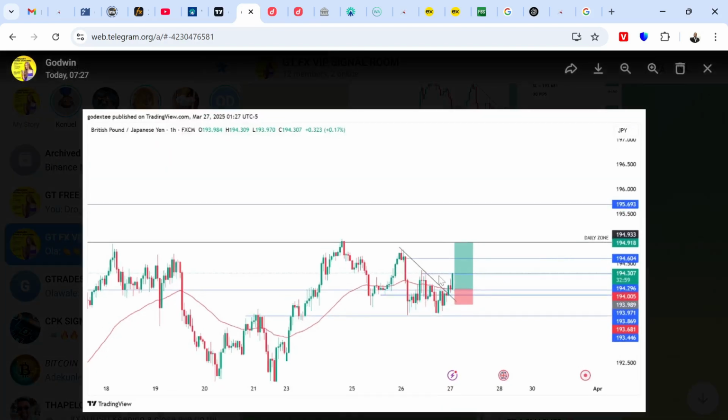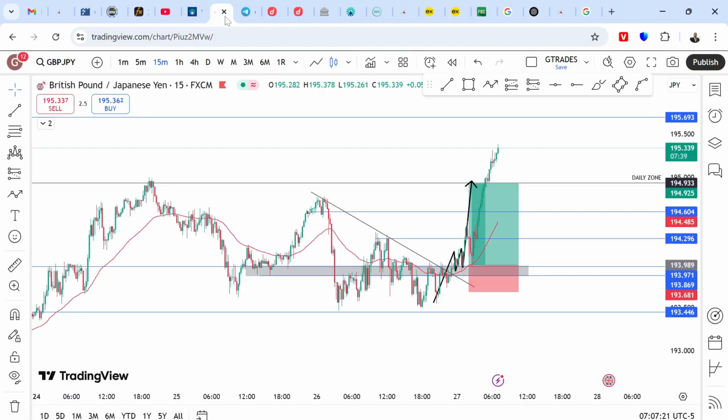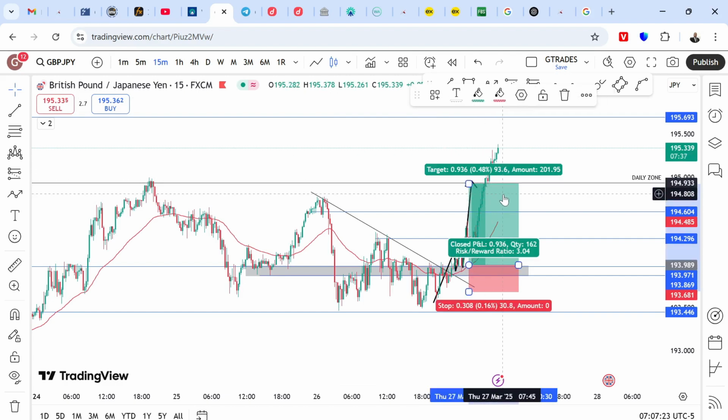TP1 was smashed in less than 30 minutes. And we had about TP2, TP3 here. And look at it right now. Even if we had to go for TP4, we can go for TP4. This is our TP3. Boom, you can see. But we're risking 30 pips to make 93 pips, right?